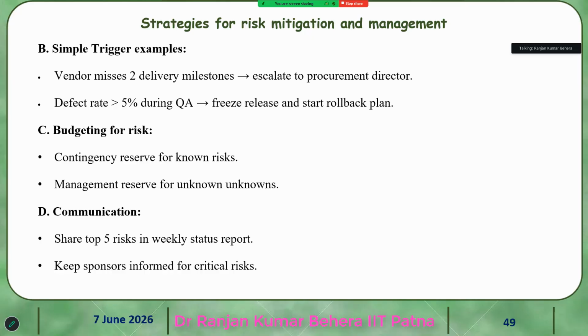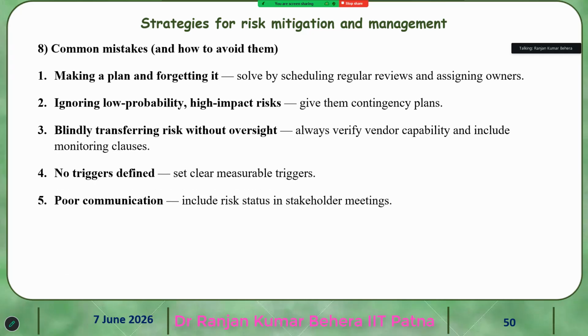Then budgeting for the risk: contingency reserve for known risks. So you must keep some contingency if the risk is known to us. Management reserve for unknown unknowns. Then share the top 5 risks in the weekly status report. Key sponsors are informed of critical risks.